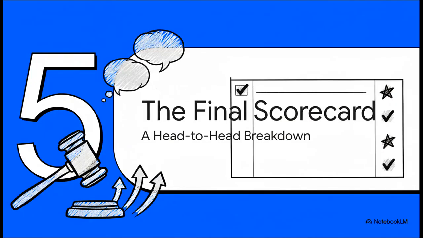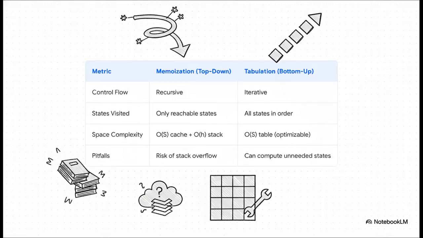Both contenders did great, so let's head over to the judges' scorecard and see how they really compare head-to-head. Okay, let's really dig into these trade-offs, because this is where the important stuff is. First, control flow. Memoization is recursive. Tabulation is iterative. Simple enough. But that leads to the big pitfall. See that risk of stack overflow from memoization? If your problem gets too deep, you can literally crash your program. Tabulation doesn't have that problem.